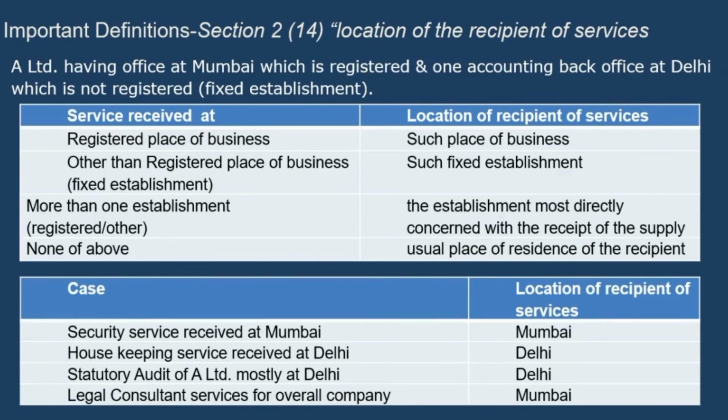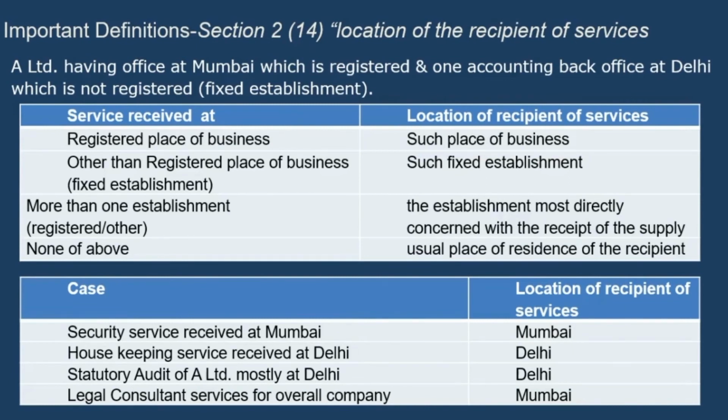First one is security services received in Mumbai. So in the Mumbai office, you are receiving the services. The first case: services received at registered place of business. If services are received at registered place of business, it is quite logical, it must be the registered place of business, that is Mumbai. So the location of recipient of service will be Mumbai in the first case.